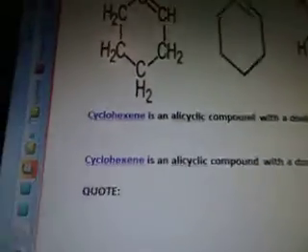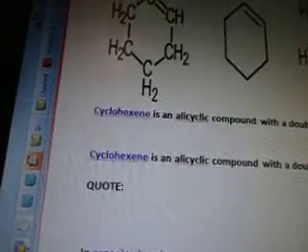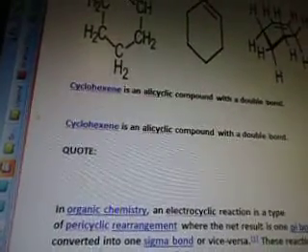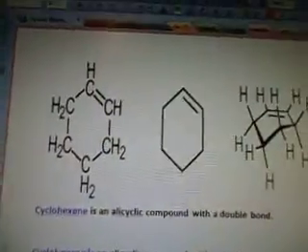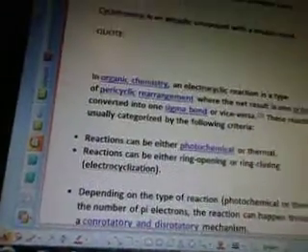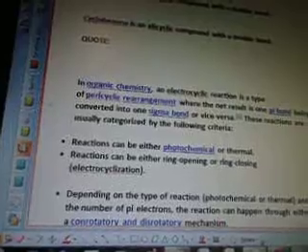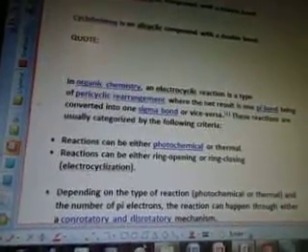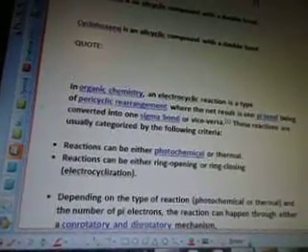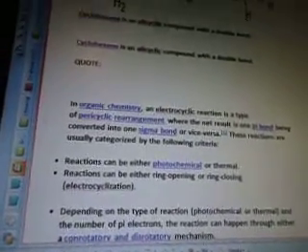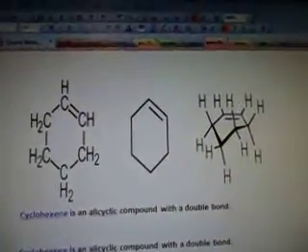Okay, it says cyclohexene is an acyclic compound with a double bond. So both of them have the same word. Quote from Wiki. In organic chemistry, an electrocyclic reaction is a type of pericyclic rearrangement where the net result is one pi bond being converted to one sigma bond, or vice versa. So it's being converted from one pi bond to a sigma bond.